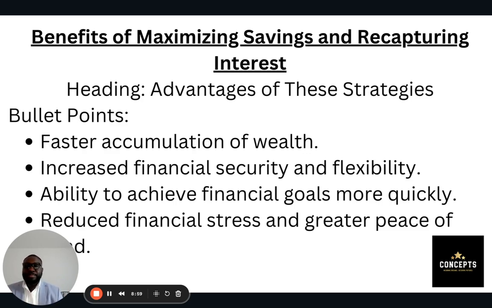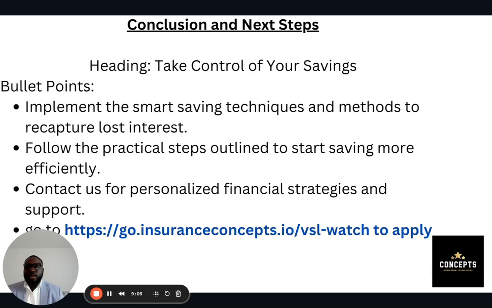In conclusion, our call to action from this is we want to implement smart saving techniques and methods to recapture the lost interest and follow the practical steps that we actually outlined to start saving more.